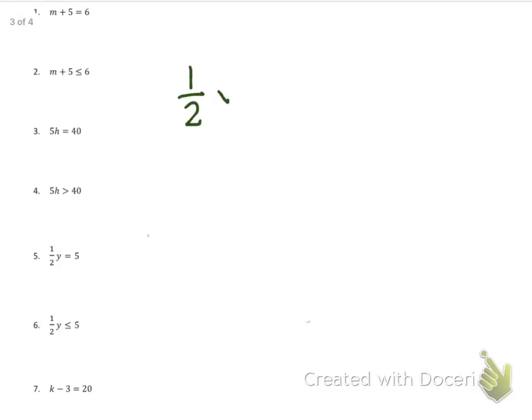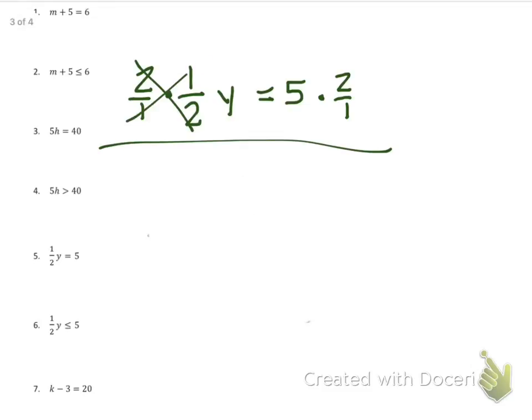Here's the ones I warned you about a while ago. 1/2 y equals 5. Normally I would divide by 1/2, but I can't divide by a fraction. It's not mathematically possible, so I need to multiply by reciprocal. Whatever I do to one side, I have to do to the other side. The 2's cancel, the 1's cancel. I get y equals 5 times 2 is 10. The only time that equation is true is when y equals 10.